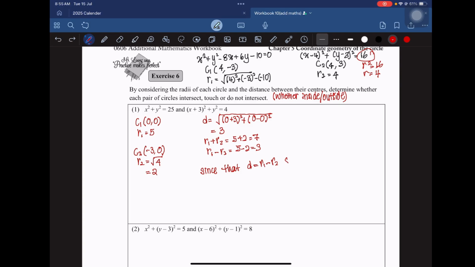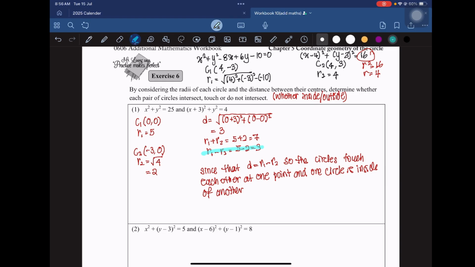So the circles touch each other at one point, because it's minus and one circle is inside another. Minus is inside, plus is actually outside, so it's minus. We are talking about this one with this one, so therefore it's inside.